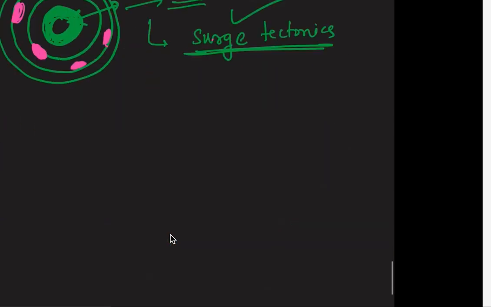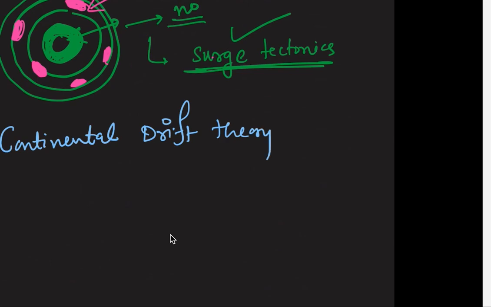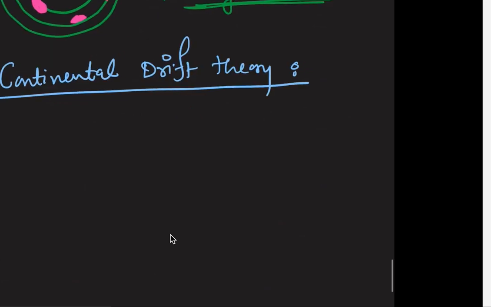Now the important part that we are going to take is a great theory. It's called the continental drift theory. Continental drift theory, and the question is always asked, actually asked earlier also, and this is an important theory. Okay, what is continental drift theory?